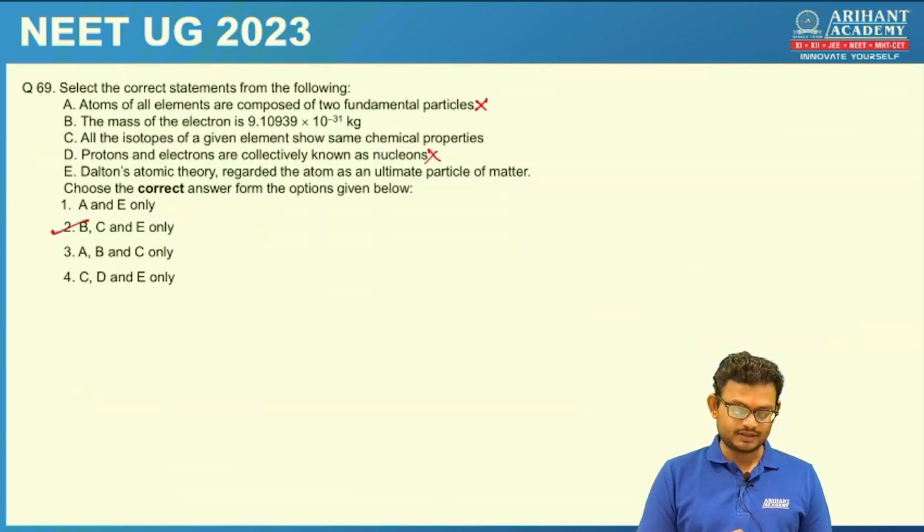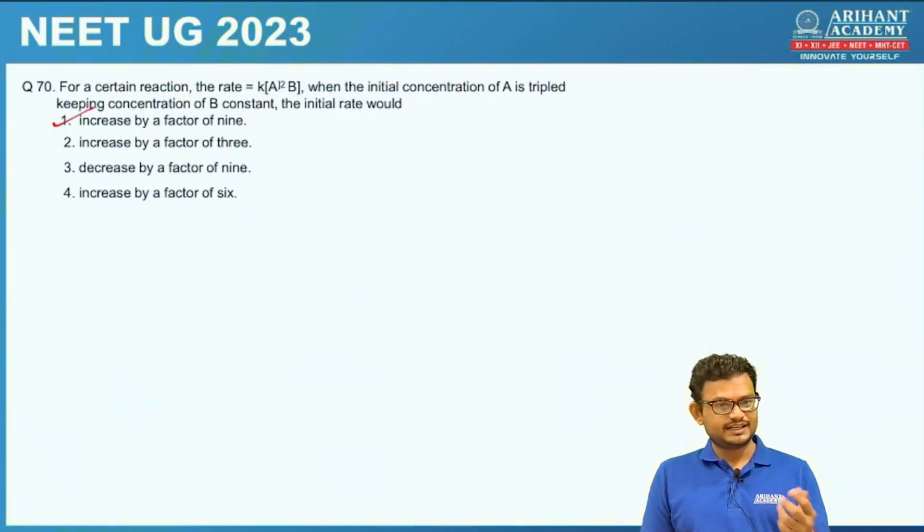No, that is wrong. It would be protons and neutrons. Dalton's atomic theory regarded the atom to be the ultimate particle of matter. Correct. So option 2. Again a factual question. Let's move to the next question now.